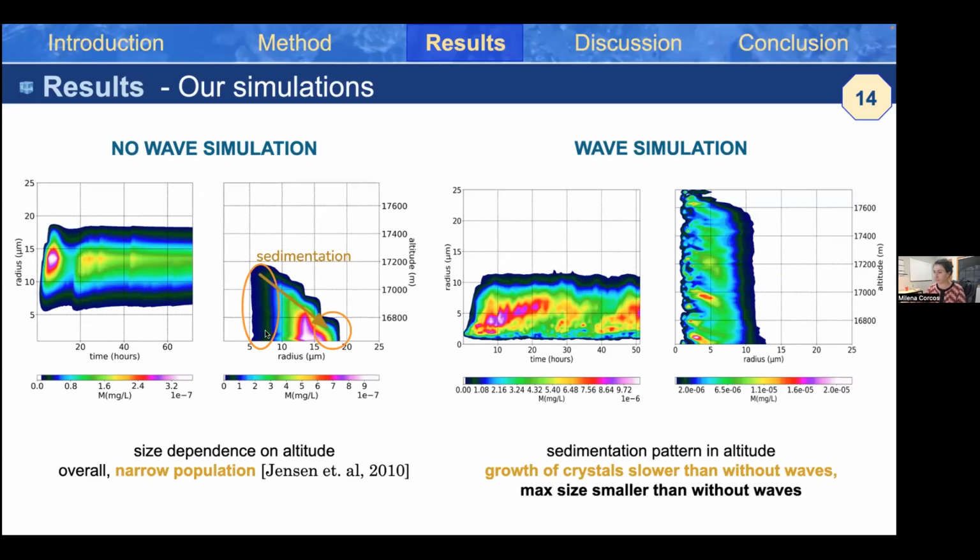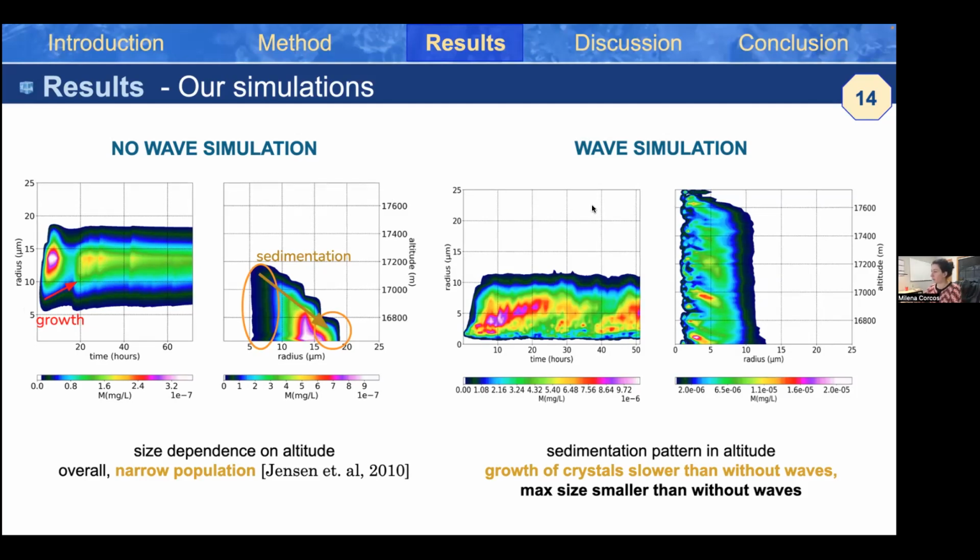And so we can see that without the waves, we clearly have a dependence of the crystal sizes with the altitude. Then if we look at the evolution of the population in time, we can see the different events of nucleation with the increase of ice mass, as well as the growth of the crystals, for example, that are represented with this little arrow here. Overall, without the waves, we find a pretty narrow population of ice crystals, as described by Jensen et al. in 2010, who described the evolution of ice crystals nucleating and growing pretty much at the same time.